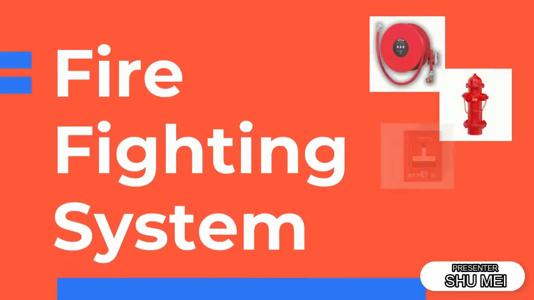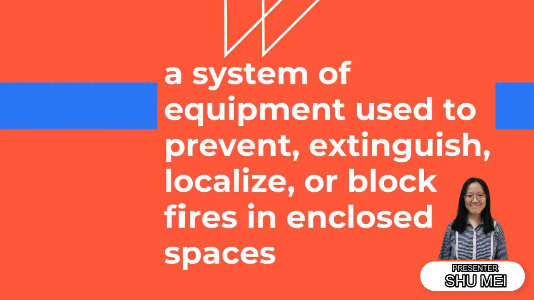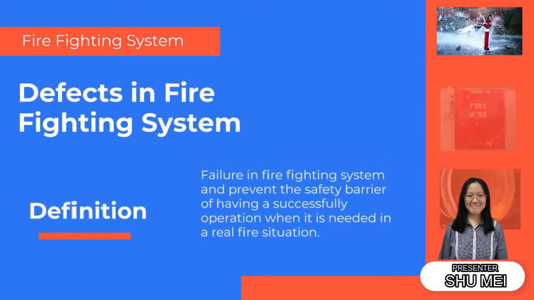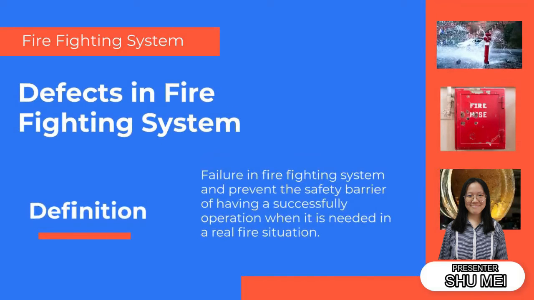Firefighting system. A firefighting system is a system of equipment used to prevent, extinguish, localize, or block fires in enclosed spaces. Defects in firefighting systems are failures in the firefighting system that prevent the safety barrier from operating successfully when it is needed in a real fire situation.